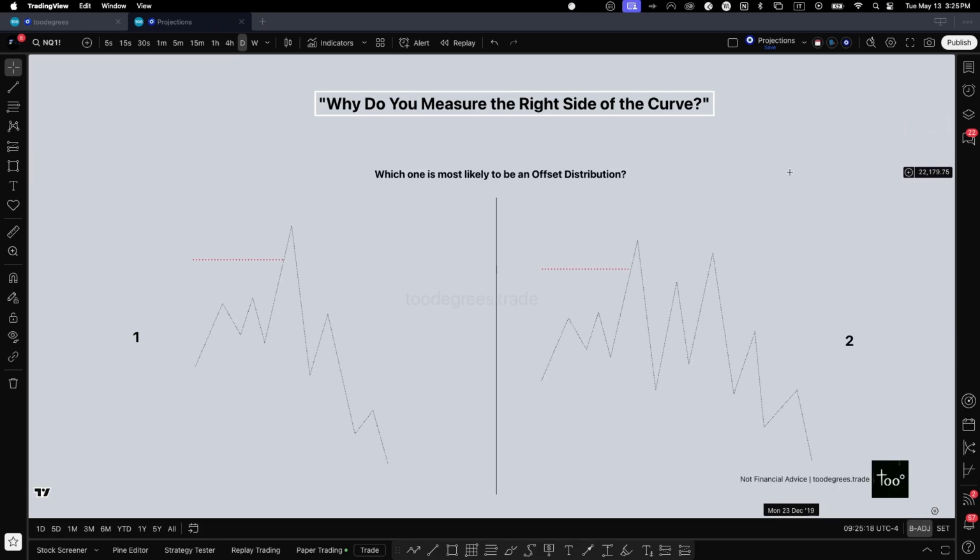Answer this question. 1 or 2. Take a moment. Which one of these two, without any context, is most likely to be an offset distribution when we rate that liquidity marked in red? Just give me a 1 or a 2. I need to see more answers. Otherwise, we have a problem here. All right, looks like Escape is chatting. Correct. Beautiful.